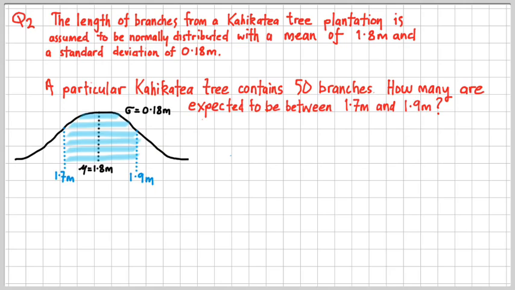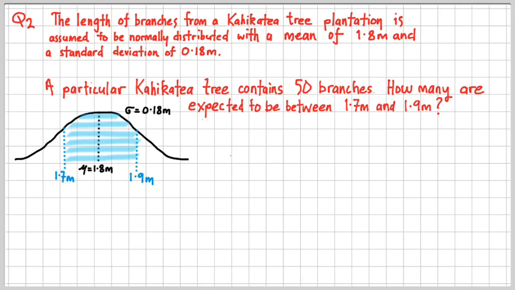So question 2, the length of branches from a kahikatea tree plantation is assumed to be normally distributed with a mean of 1.8 meters and a standard deviation of 0.18 meters. A particular kahikatea tree contains 50 branches. How many are expected to be between 1.7 meters and 1.9 meters? There's a diagram for you.